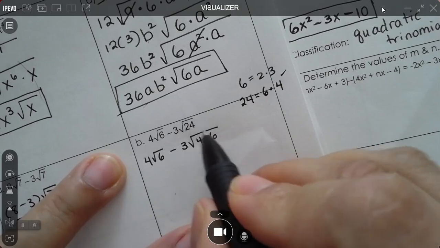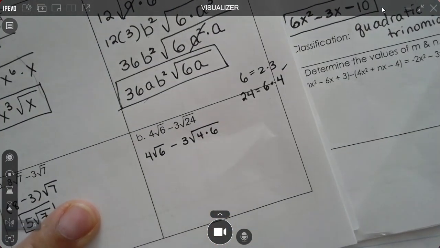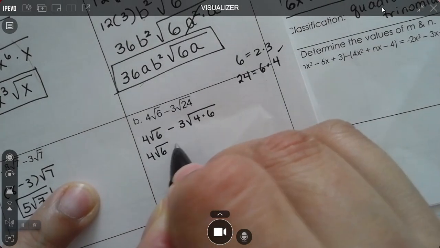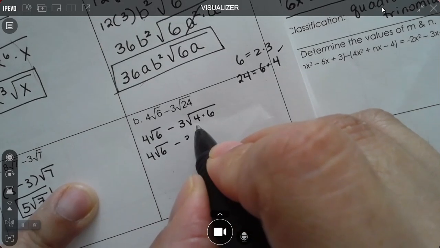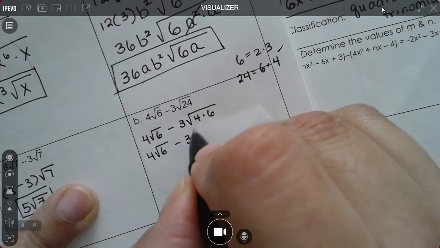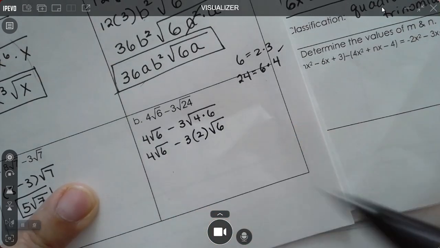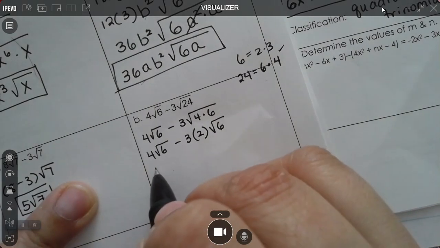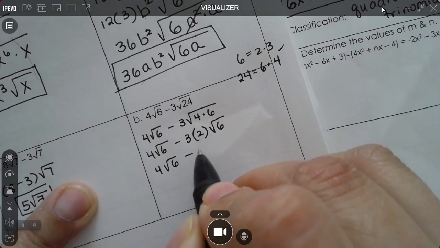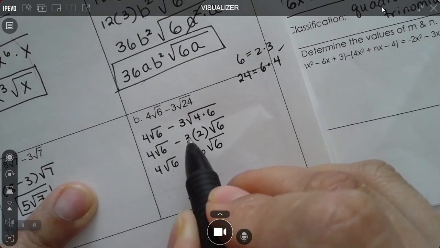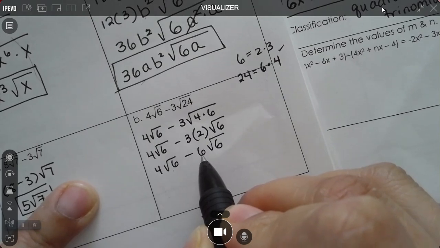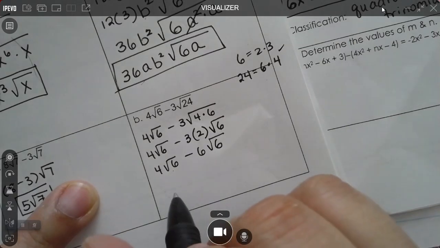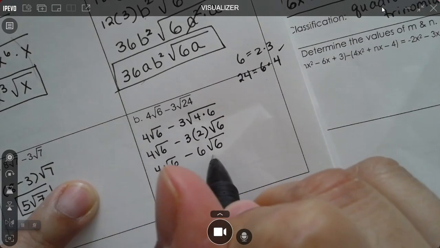All right, so I rewrote the 24 as 4 times 6. Follow quickly. Do we agree the square root of 4 is 2? Now, I rewrote 3 times 2 as 6. Now, Gabby, are they like terms and why? They both have the same radical 6, right?